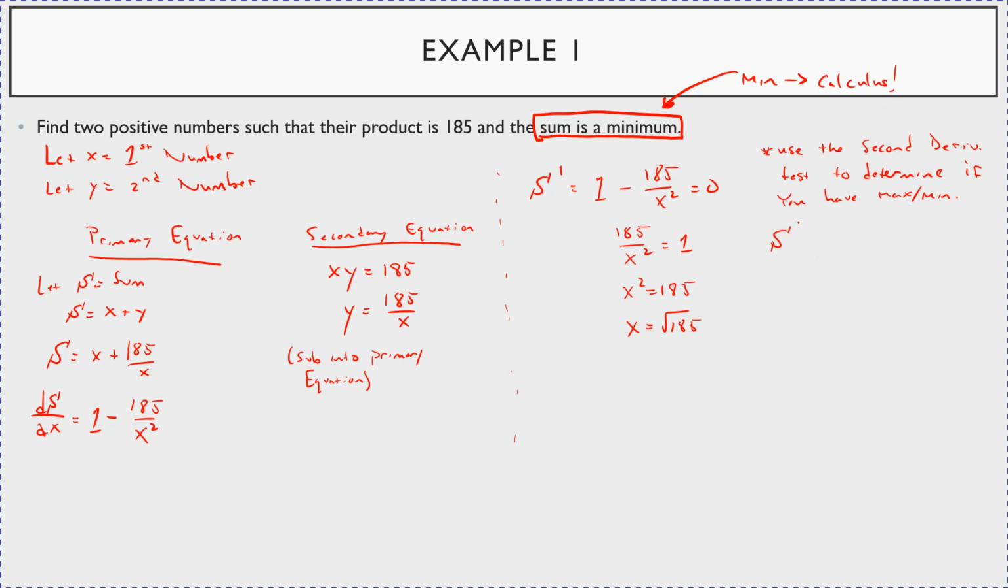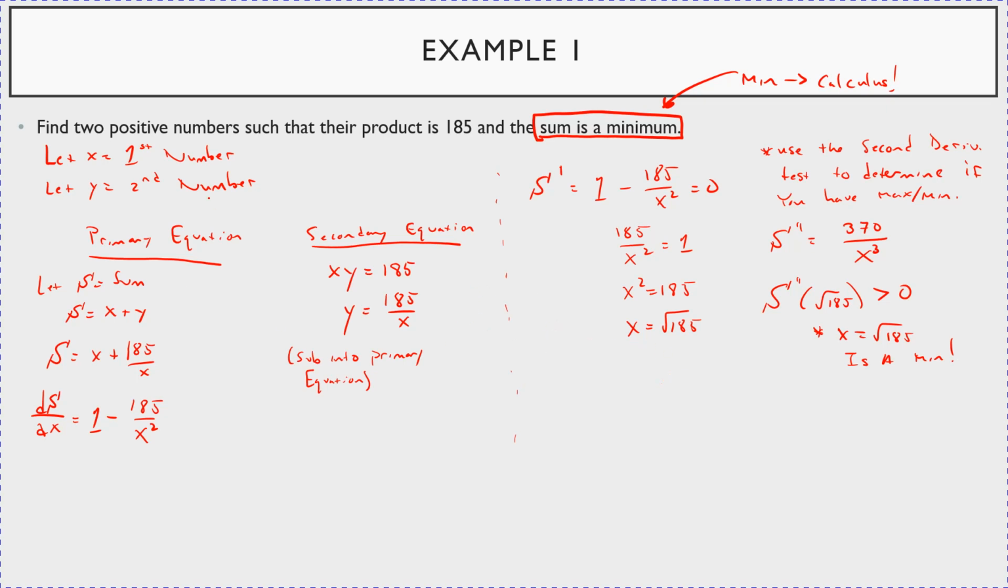The second derivative of this: the 1 is 0, and you get the 2 brought up as negative 2. Negative 2 times negative 185 is 370 over x cubed. If you evaluate this for the square root of 185, it's greater than 0. So what that means is you found a min. So x equal to the square root of 185 is a min, which is perfect.